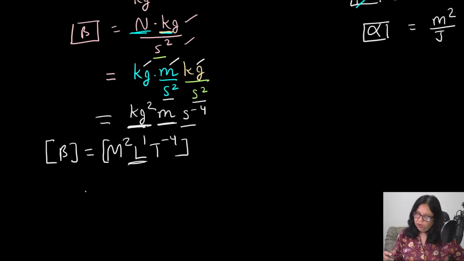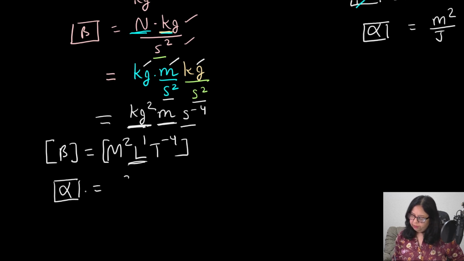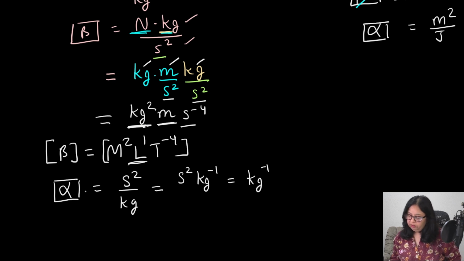Now we obtained the units of alpha to be second squared over kilograms, which can be written as second squared times kilograms inverse, which is the same as kg inverse times meter to the power 0 times second squared.